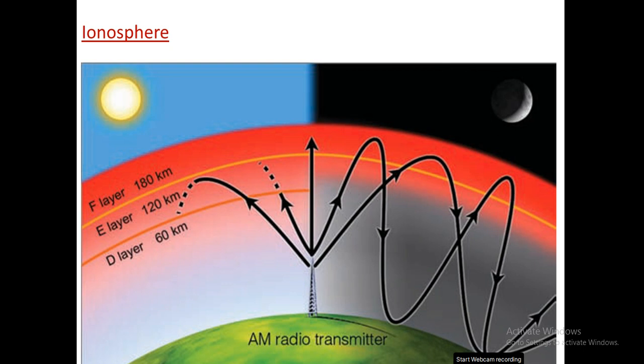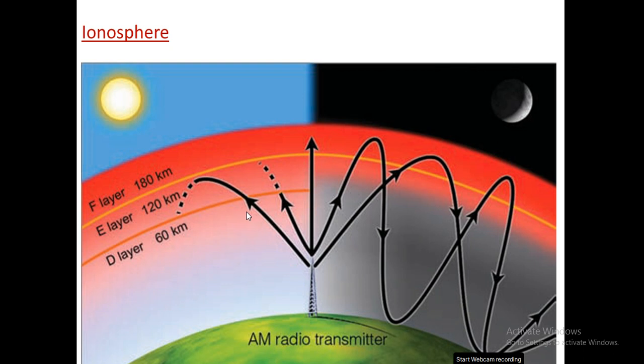And this region is told to be very helpful for radio communication. During daytime, the AM radio waves that are emitted from the surface of the earth are partly reflected back and partly absorbed by the D layer.